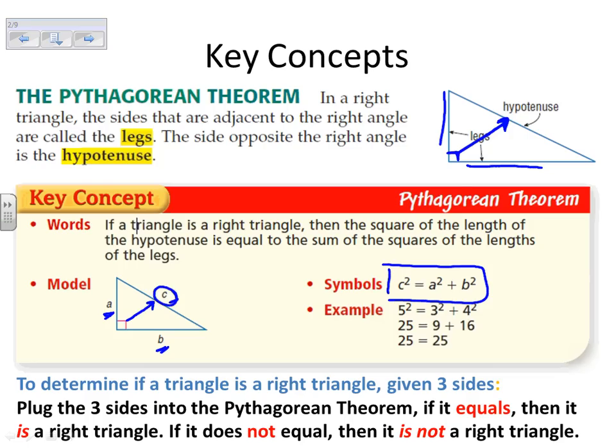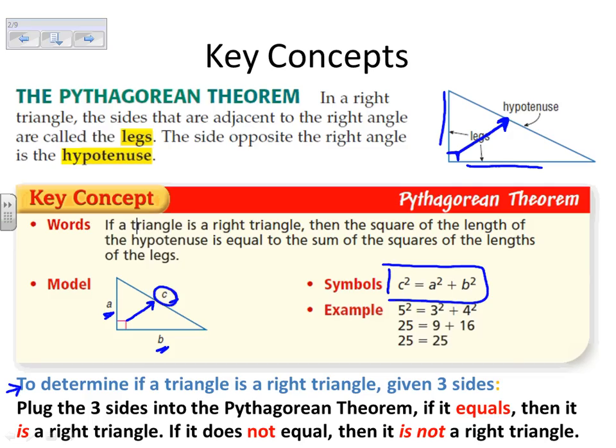Okay, and then I have a little bullet down here to determine if a triangle is a right triangle when we're given three sides. We're going to plug those three sides into the Pythagorean theorem. If both numbers equal, then it is a right triangle. If it does not equal, then it is not a right triangle. And we'll do a couple examples to show you what I mean. So Pythagorean's theorem: a squared plus b squared equals c squared.